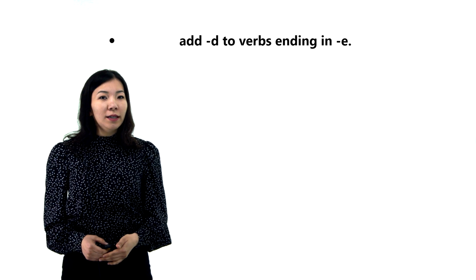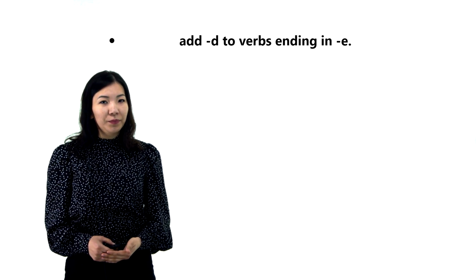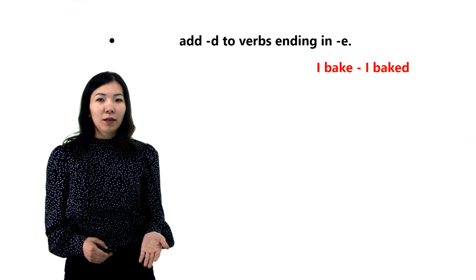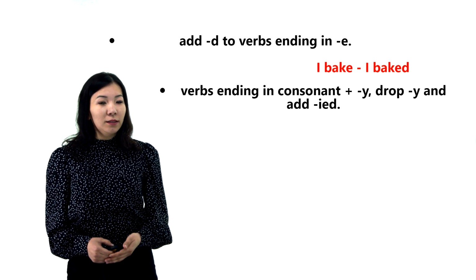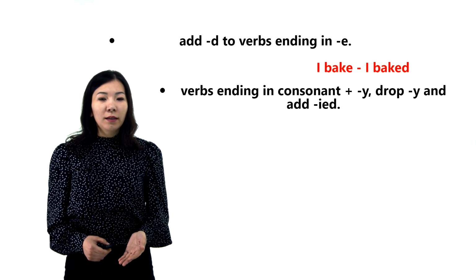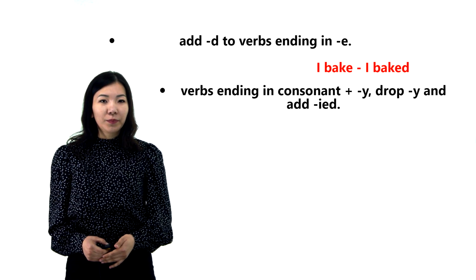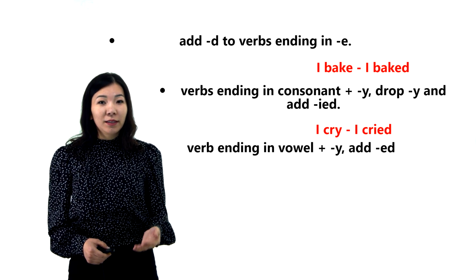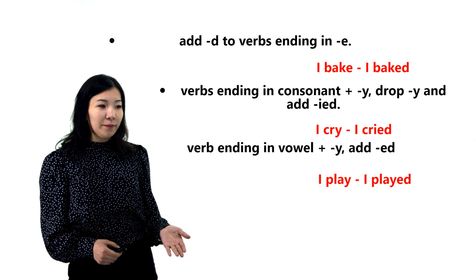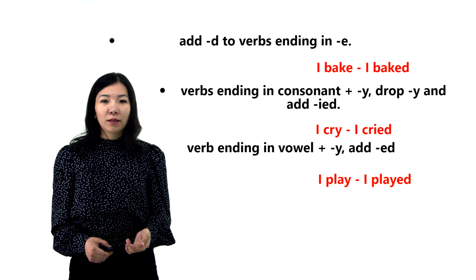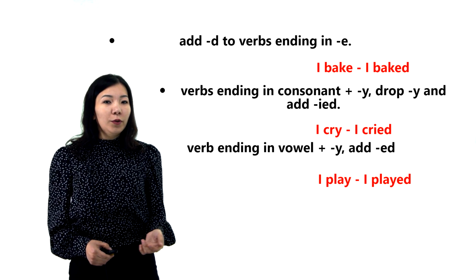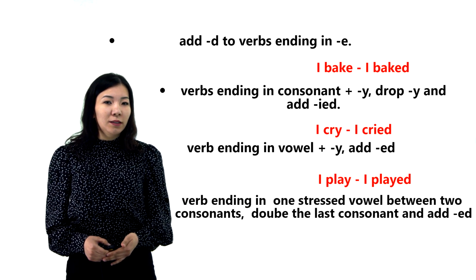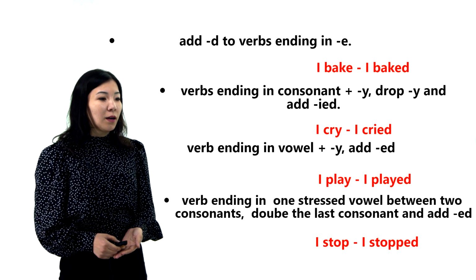Regular verbs ending in e add just d to form the verb in the past tense. For example, I bake, I baked. Regular verbs ending in consonant plus y drop the y and add ied. For example, I cry, I cried. But regular verbs ending in vowel plus y add ed after y, like I play, I played. Verbs ending in one stressed vowel between consonants double the last consonant and add ed, like here: I stop, I stopped.